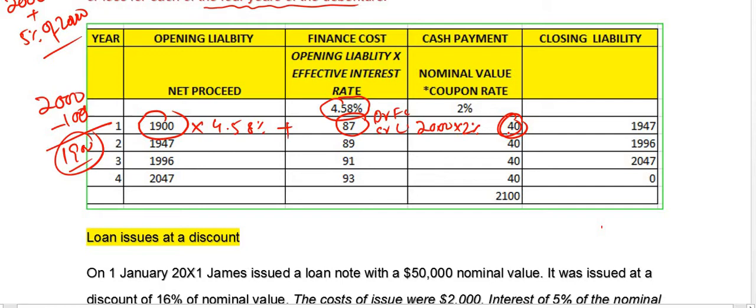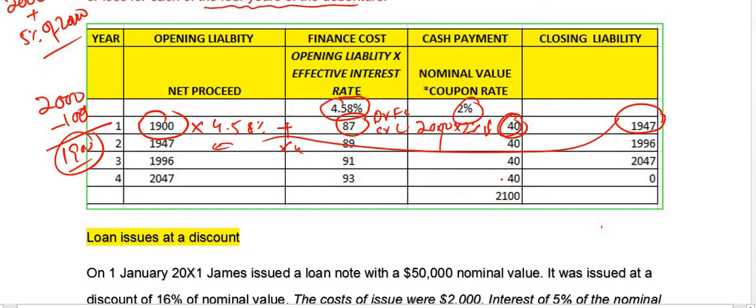Now this amount you have to pay, so definitely this will decrease the liability, and you will deduct it from the net proceeds plus the finance cost. So when you add 1900 with 87 and deduct this 40, you will get 1947. This amount will come here, and again you will apply the same rate, but this coupon amount will be the same, because it applies on the nominal value, which is not changing. But here the opening liability is changing, because some finance cost is added and some cash payment is deducted.